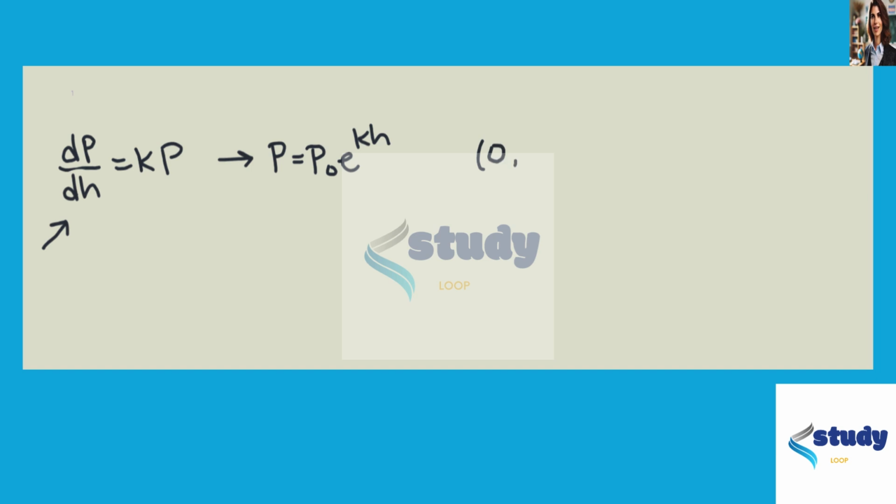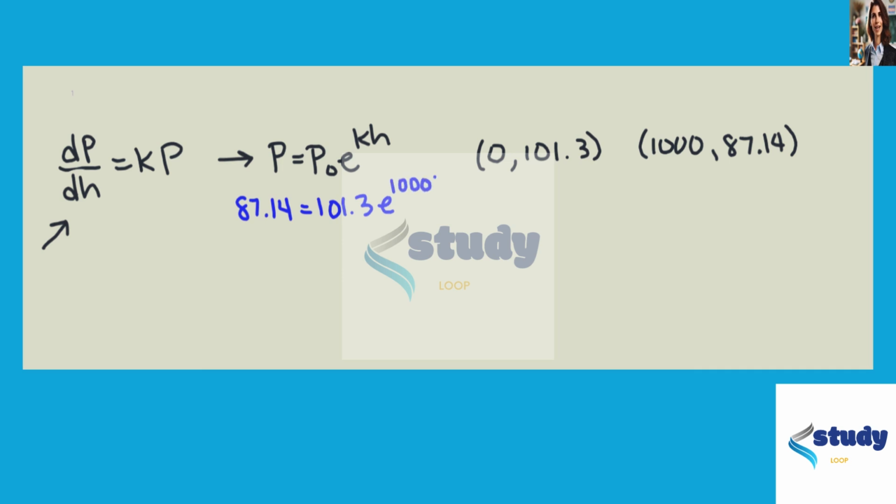We're told that at a height of 0, the pressure is 101.3 kilopascals, and at a height of 1,000 meters, the pressure is 87.14 kilopascals. So let's use that information and find the value of k. We're going to substitute 87.14 in for the final pressure and 101.3 in for the initial pressure, and we'll substitute 1,000 in for the height, and we'll solve this for k.